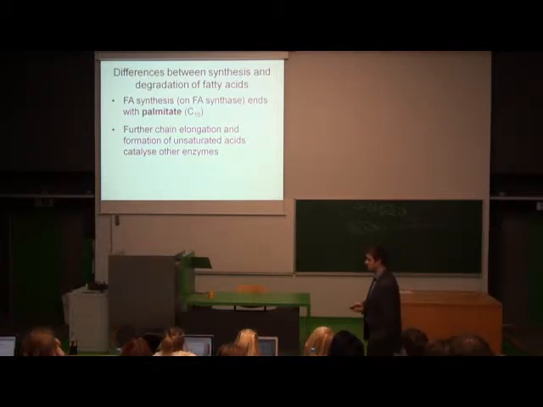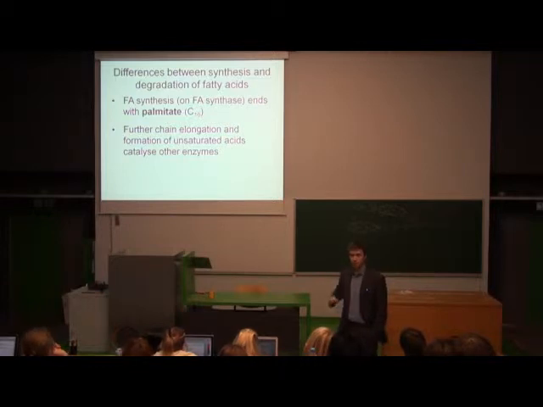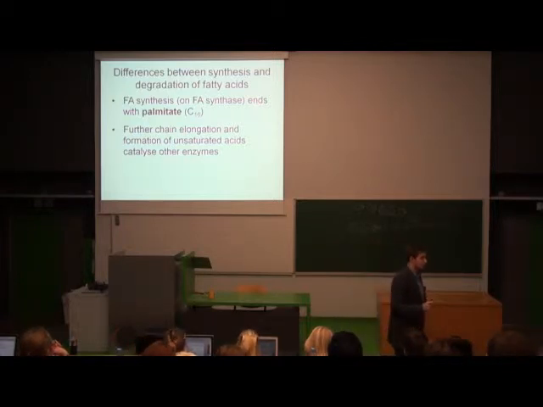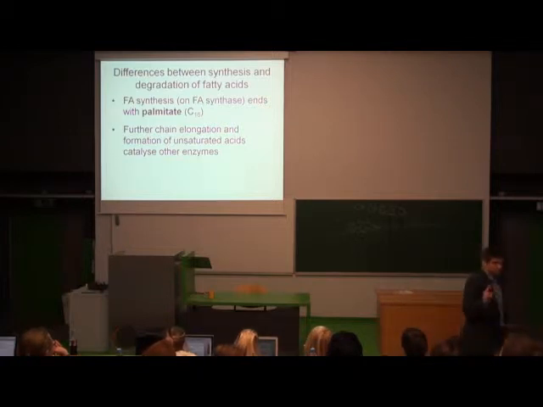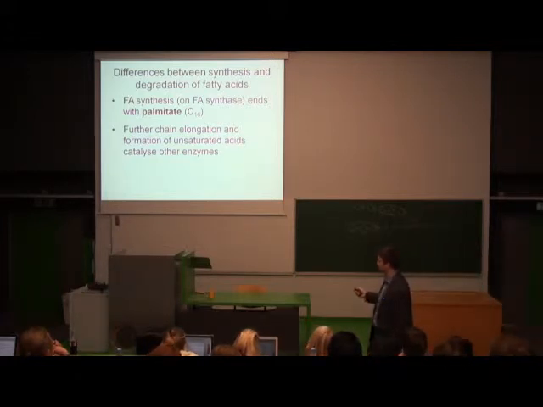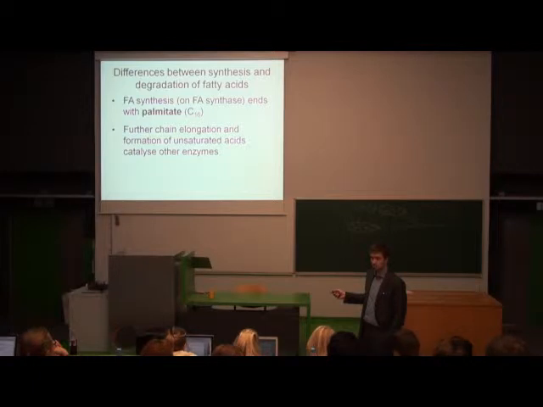And the last difference is with beta oxidation you can degrade almost all fatty acids. Only the very long chain fatty acids you cannot degrade. But the fatty acid synthase can produce only one fatty acid. It can produce only palmitate. It means 16 carbon, monocarboxylic acid. And all other reactions, it means elongation or formation of double bonds, are catalyzed by other enzymes. So here only one product, and to do the other fatty acids, you need other enzymes.